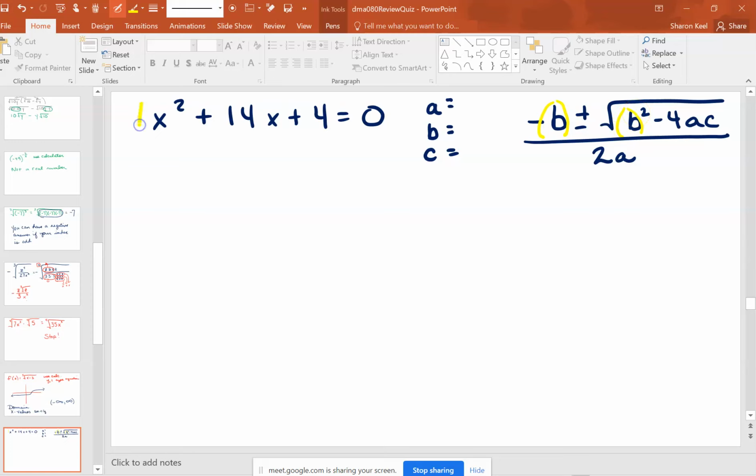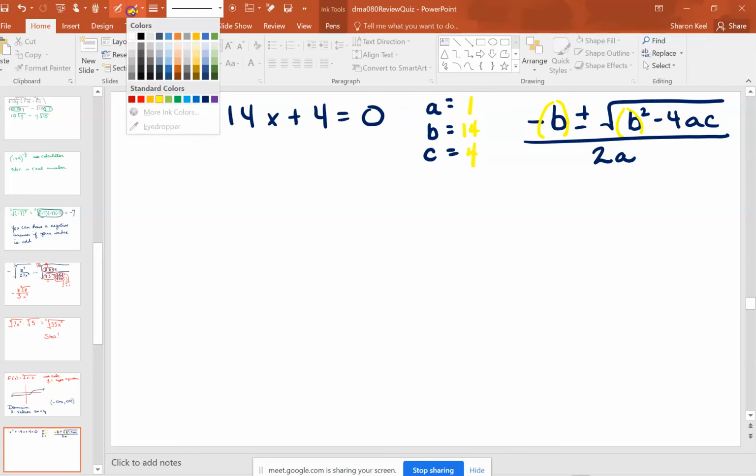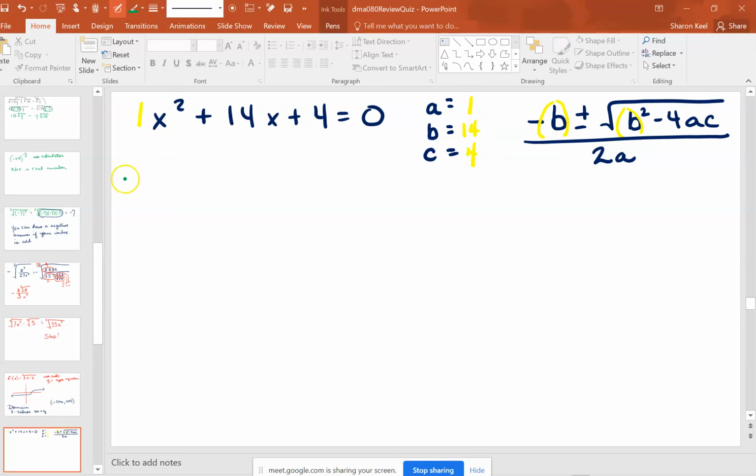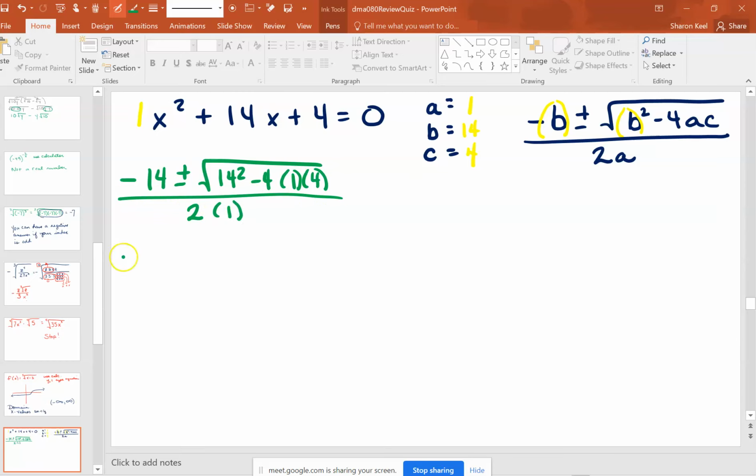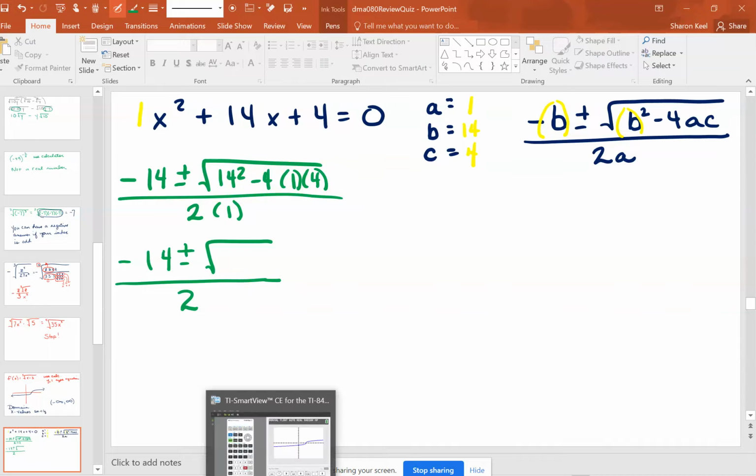My A here is going to be a 1, my B is going to be a 14, and my C is going to be a 4. So as I do this, I'm going to have the opposite of 14 plus or minus the square root of 14 squared minus 4 times 1 times 4. Everything is over 2 times A, and A is a 1. So I would recopy my negative 14 plus minus, put the radical sign. 2 times 1 is a 2. This part here I like to do on the calculator. So let's go to our calculator.